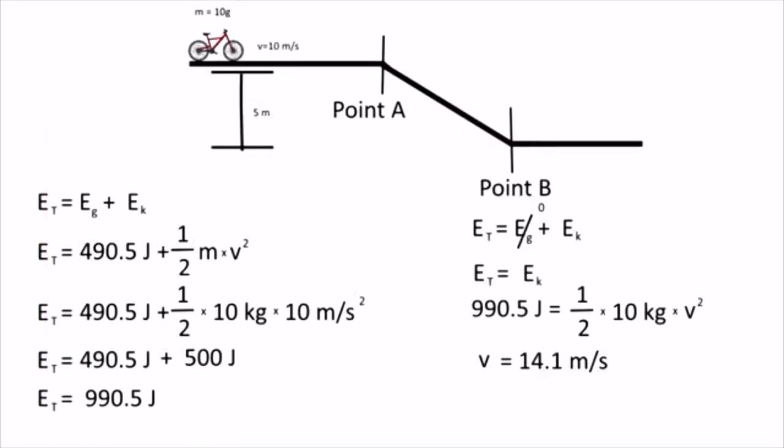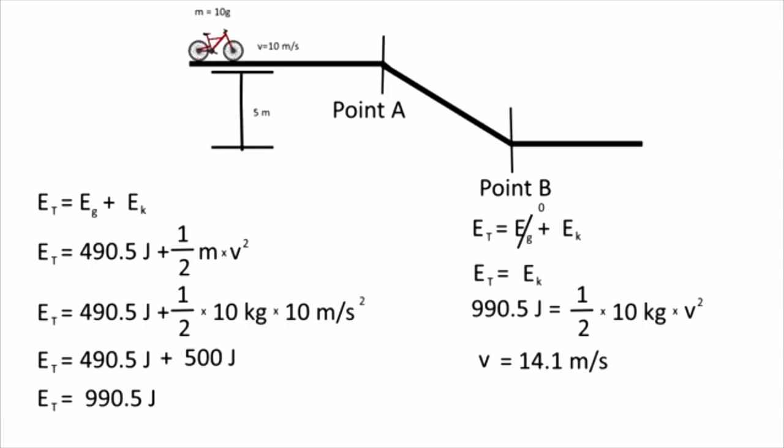We now have the gravitational potential energy in the beginning for the second child, which is what Linda calculated, and she got 490.5 joules. We also know that the total energy equals gravitational potential energy plus kinetic energy. We already have gravitational potential energy, but now we need kinetic energy. So Ek equals 1/2 mass times velocity squared. We can plug in the values for mass and initial velocity. We now get Ek equals 1/2 multiplied by 10 kilograms multiplied by 10 meters per second squared, which equals 500 joules.